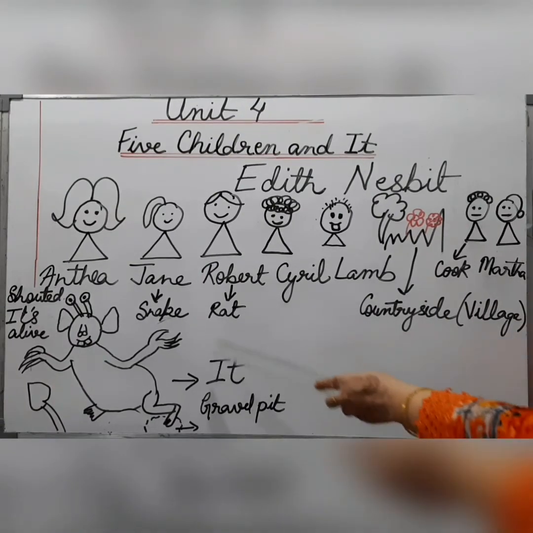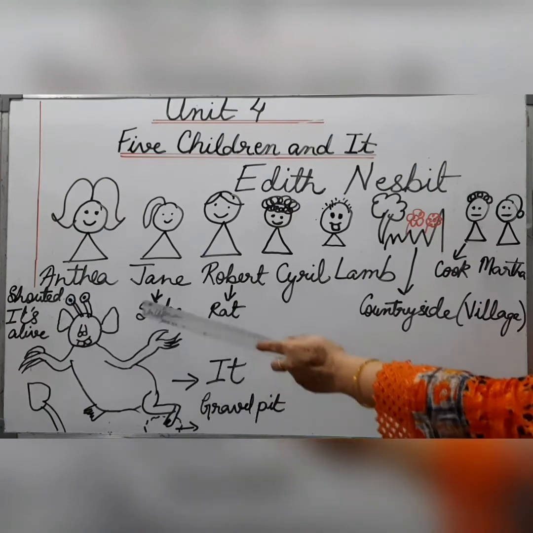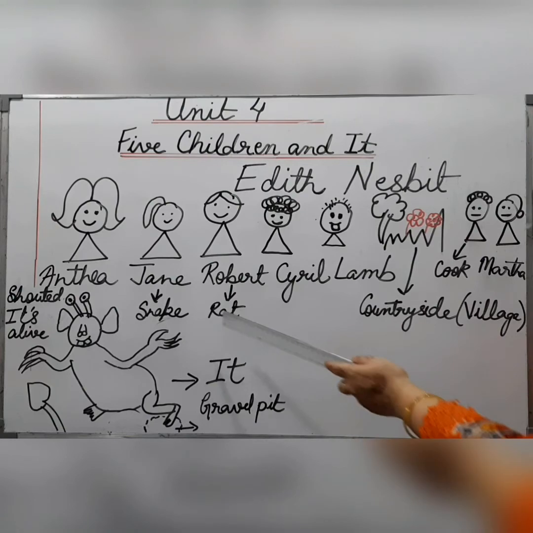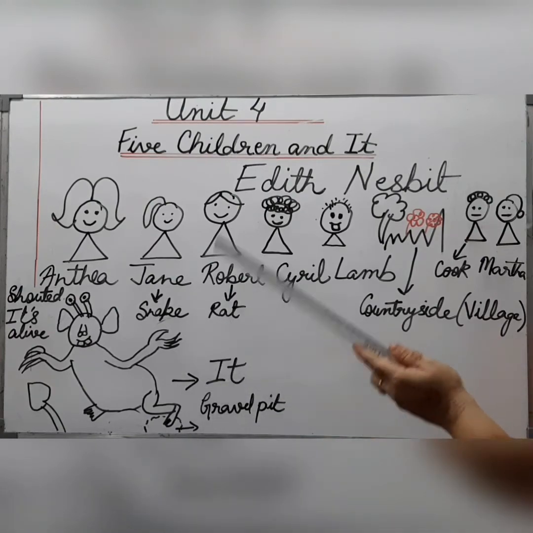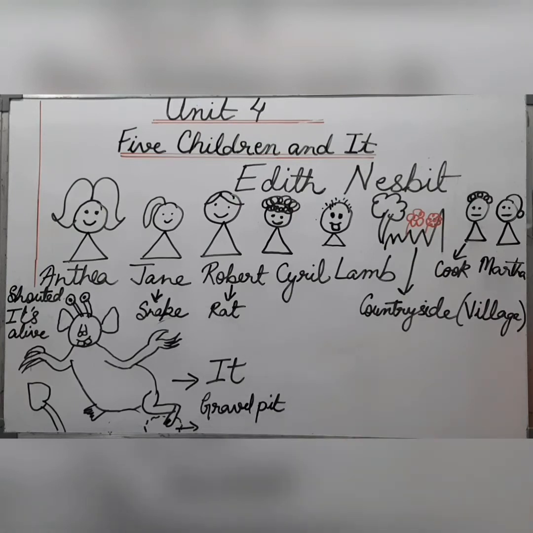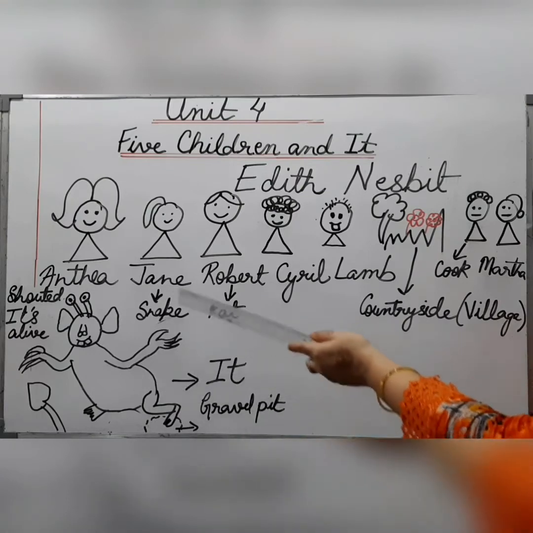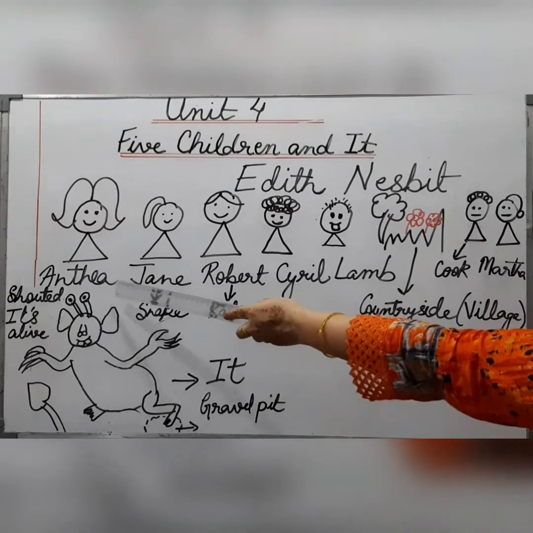Anthea described this creature as bigger than the rat and more furry. So the body had fur. It was not as smooth as the snake. Anthea also described that this creature had hands and feet. So it is totally different. In the beginning of the story, I told you this is fantasy. So children, this is a fantasy creature. This is not real.